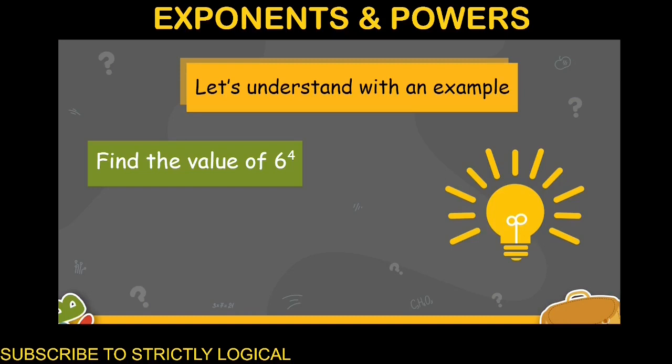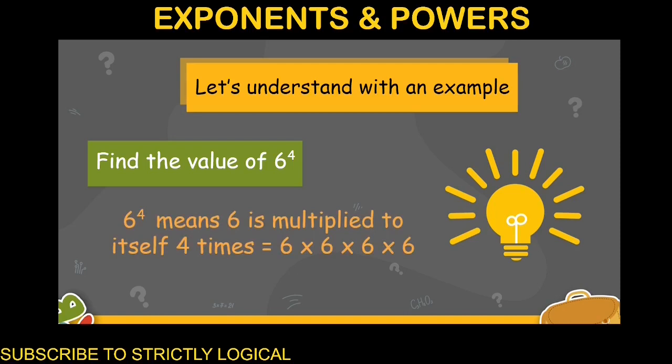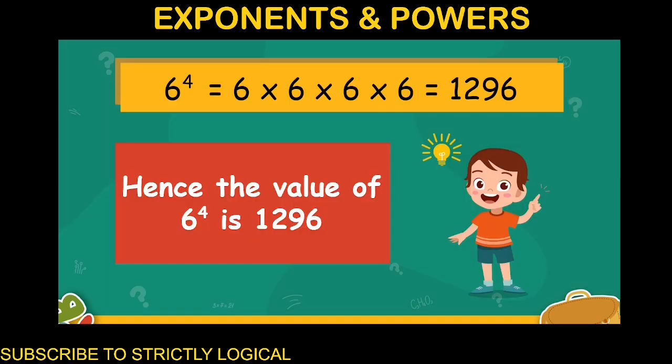Suppose we have to find out the value of 6 to the power 4. As I told you, it means that 6 is multiplied by itself 4 times. Therefore, the value of 6 to the power 4 is 1296.